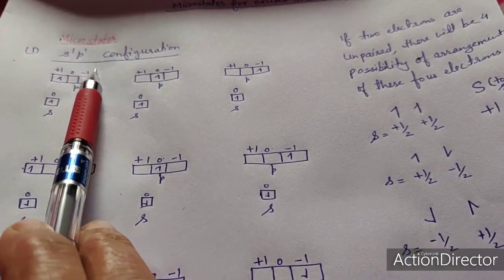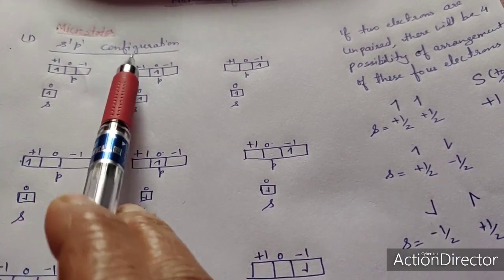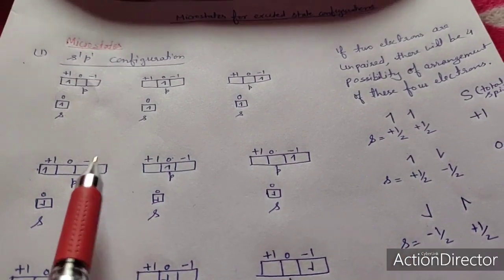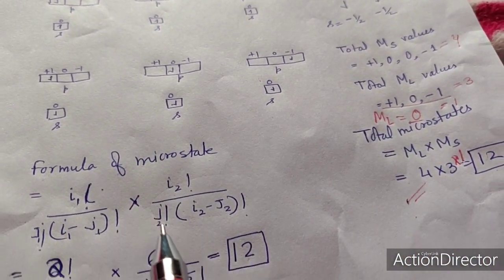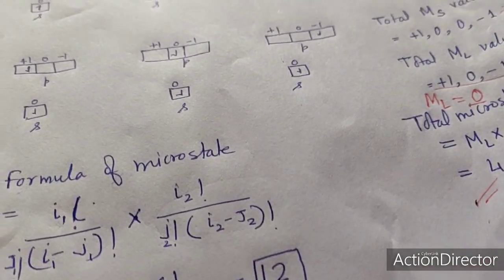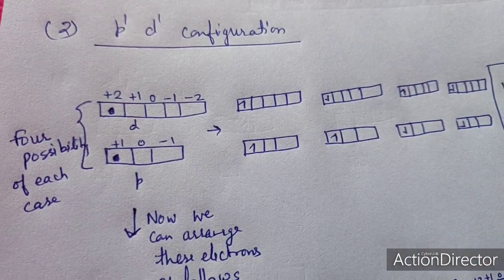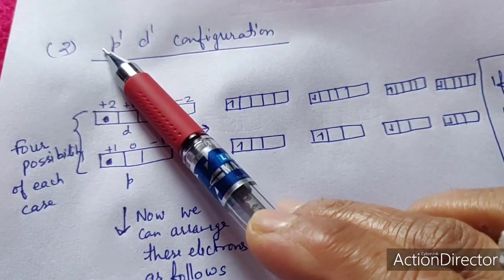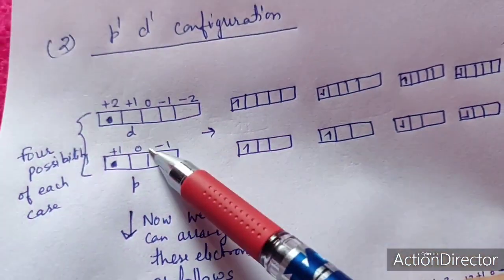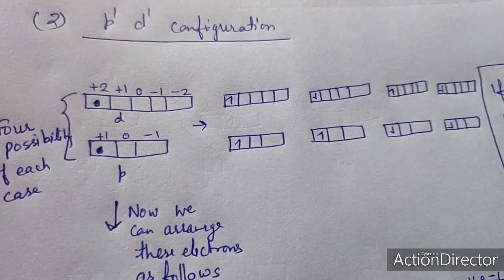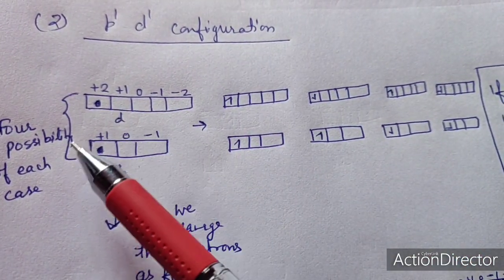If we know the values of ML and MS, then we can again calculate the number of microstates, and we can draw the microstates for these kinds of configurations like this. Now we can see another configuration, that is P1D1. In the P1D1 configuration, one electron is present in P orbital and another is present in D orbital.